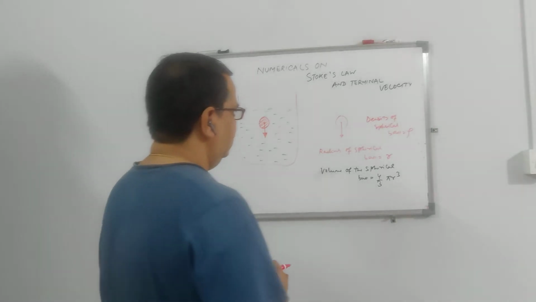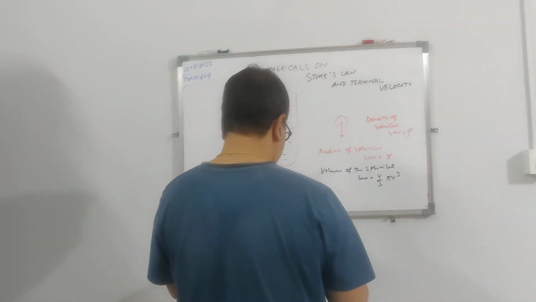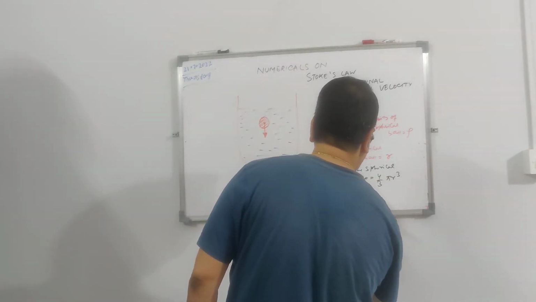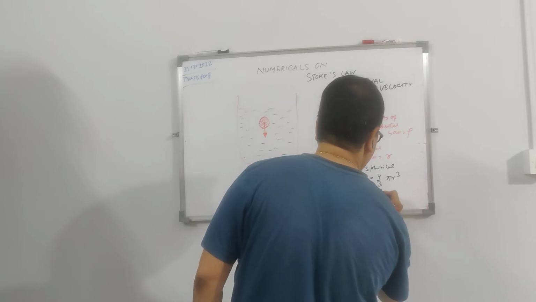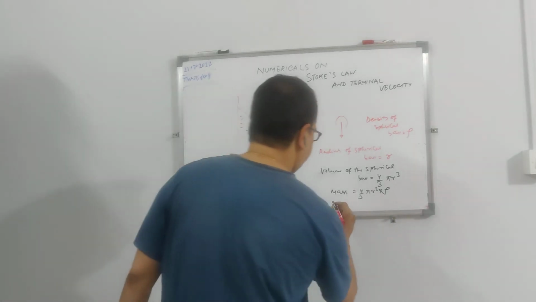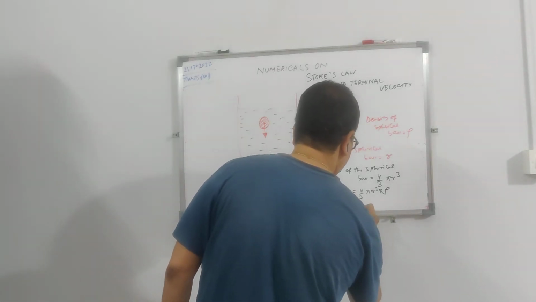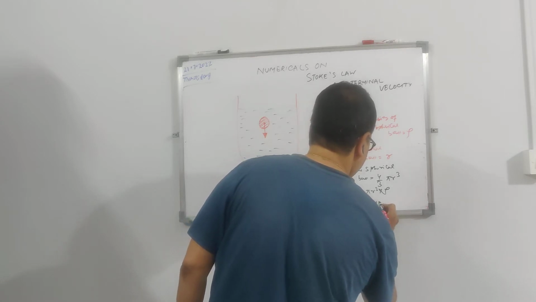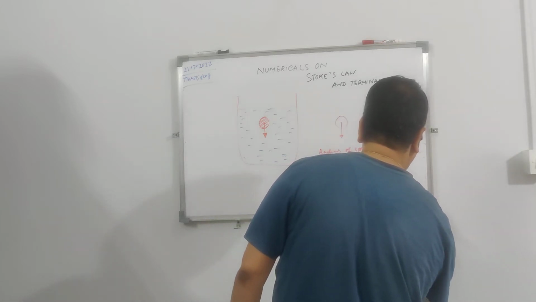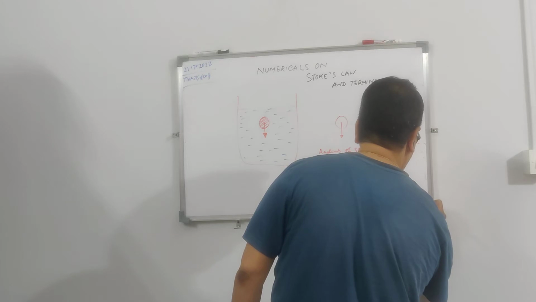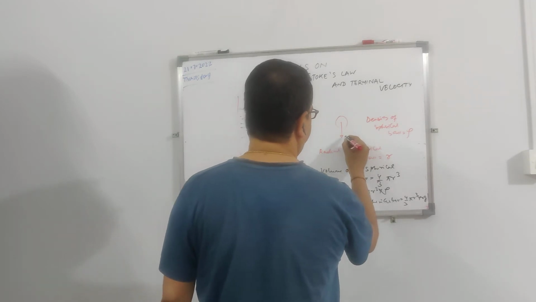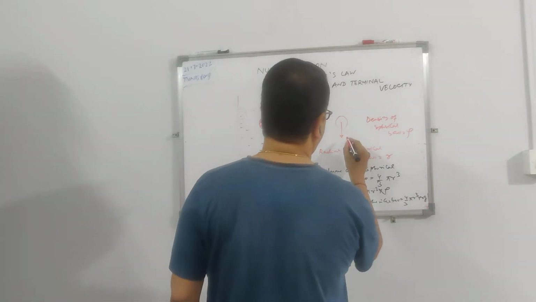So if this is the volume, then what is the mass? Mass is equal to 4 by 3 pi r cube into rho, volume into density. Then if this is the mass, what is the weight? Weight of the spherical ball is mass into g, which is equal to 4 by 3 pi r cube into rho into g. This weight is acting on this ball. This is one force, one is weight.